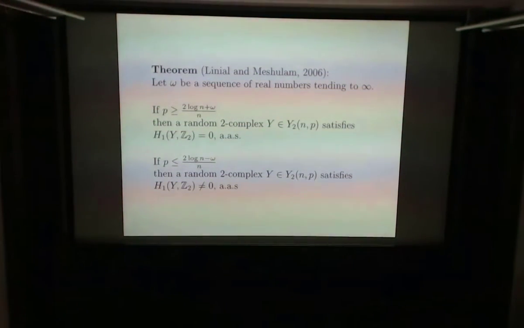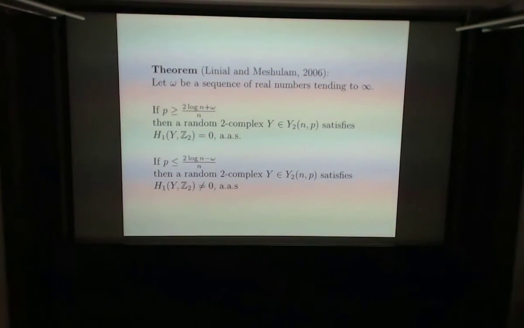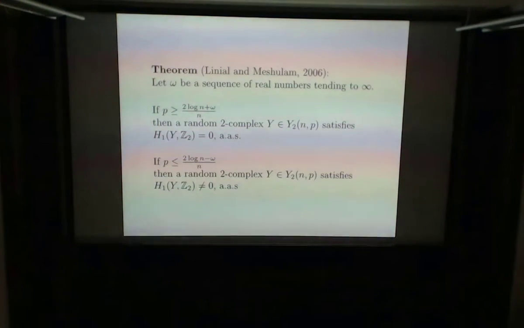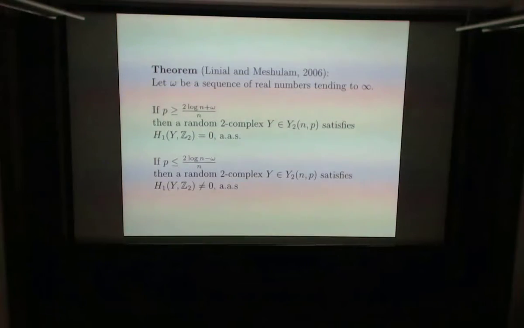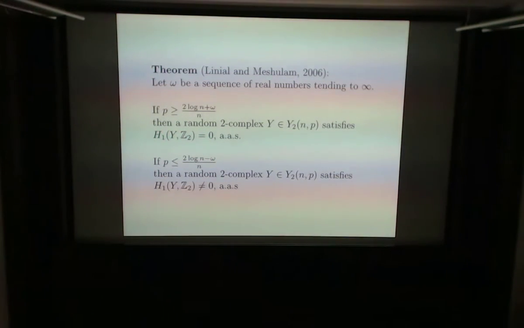which looks very similar to the statement of Erdős-Rényi theorem about connectivity, but here it is not about connectivity. These complexes are a priori connected because the one skeleton is a complete graph. So the question is about vanishing of the first homology and non-vanishing of the first homology. If we replace 1 by 0, this would be vanishing of 0 homology, which is exactly connectivity.